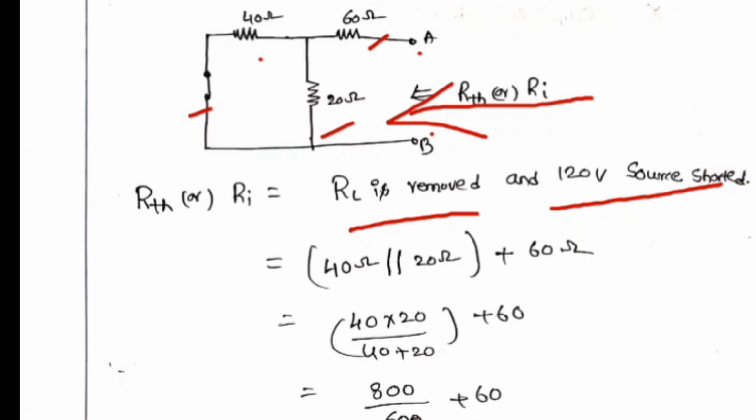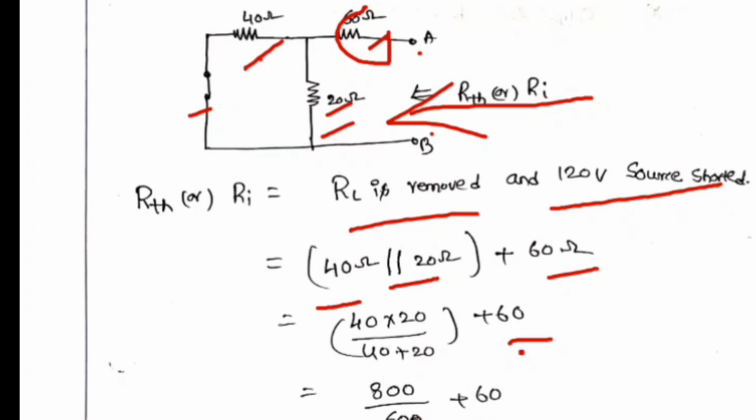If you short the source and look from A and B, from the right hand side to the left hand side, the 60 ohm is in series with the parallel combination of 40 ohm and 20 ohm. The parallel combination is 40 into 20 by 40 plus 20. The equivalent resistance is 40 into 20 by 40 plus 20, plus 60 ohm. The total resistance becomes 73.33 ohm. That is the R Thevenin.